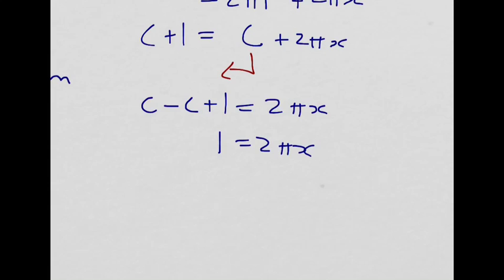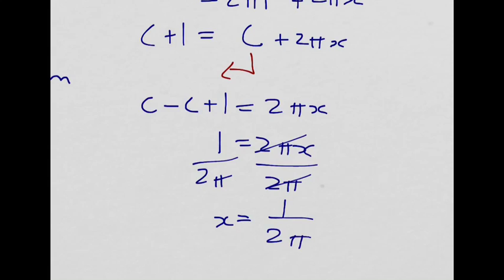What's the last thing to solve for x? Divide both sides by 2 pi, just like we did last time. So that gets rid of the 2 pi here. And this tells you the amount by which the radius increased. It increases by 1 over 2 pi units.